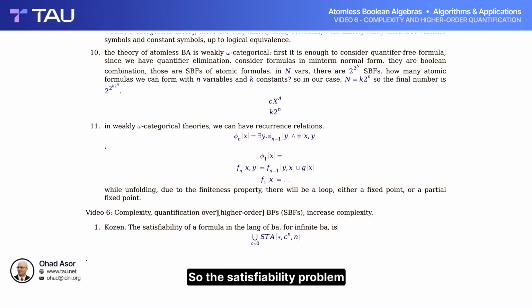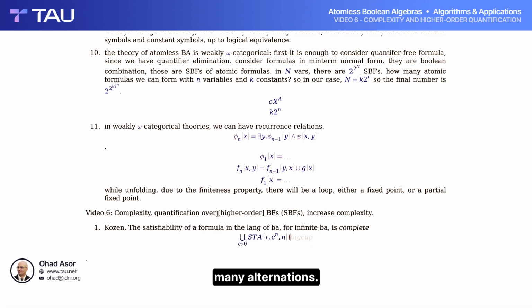So the satisfiability problem of the language of the theory of Boolean algebra is complete for this complexity class. So roughly speaking, you can say that it is anything that an alternating Turing machine can do in exponential time and linear alternations. This is contained in EXPSPACE. And obviously, it is also contained in non-deterministic exponential time.